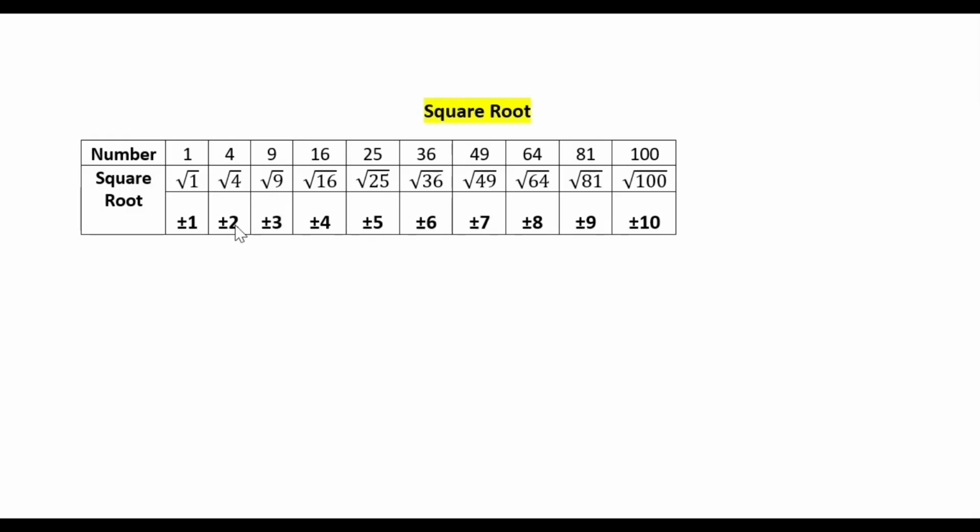Plus 2 into plus 2 is 4, and minus 2 into minus 2 is also 4. So that is why the square root of a perfect square is always written with a plus and minus sign. Okay, so for 1 to 100, if you find the square root, it will be 1, 2, 3, 4, 5, 6, 7, 8, 9.